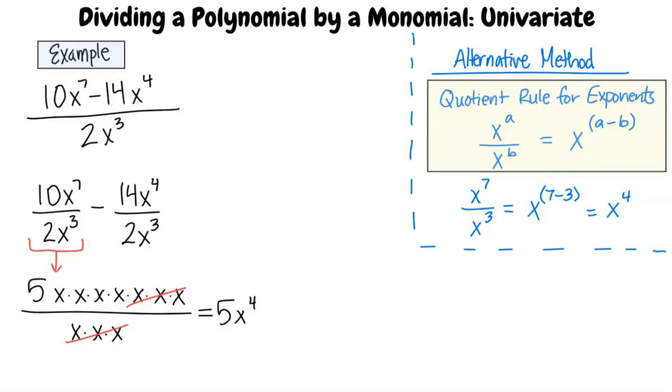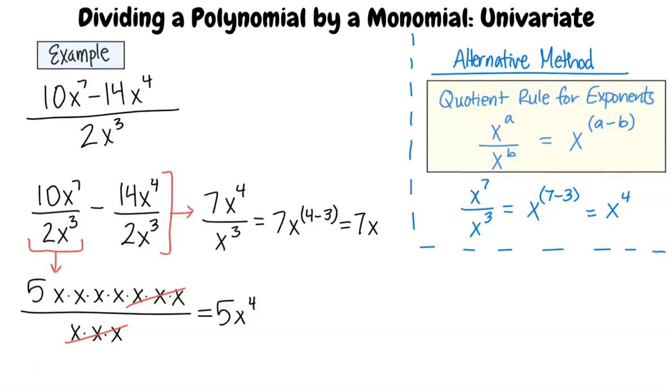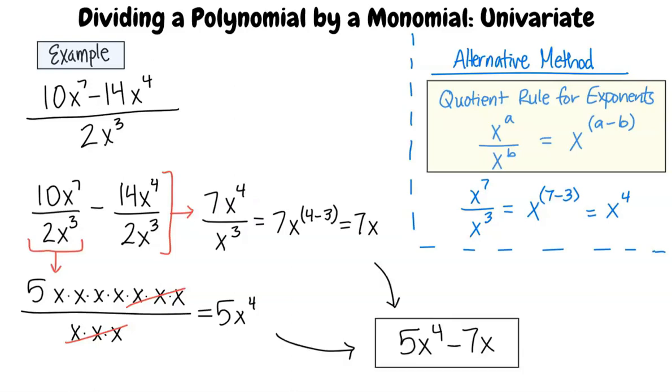What about the second term? 14 divided by 2 is 7. Using the process you just described, the second fraction simplifies to 7x. And the final answer is 5x to the power of 4 minus 7x. That's correct. Let's try another example.